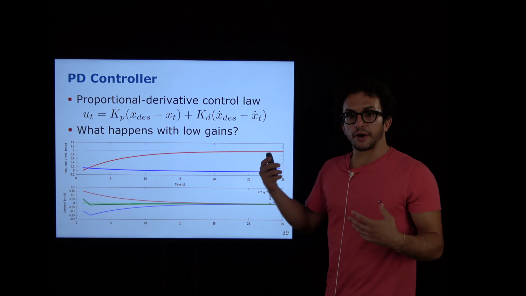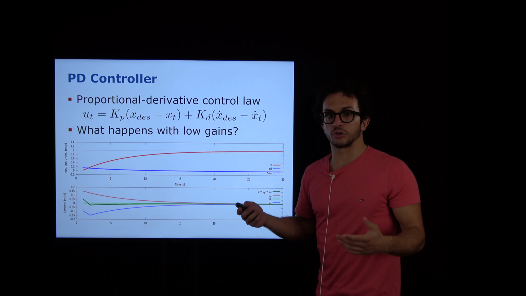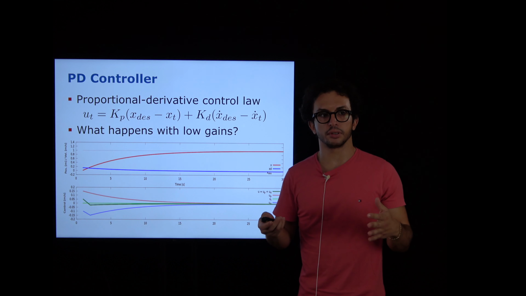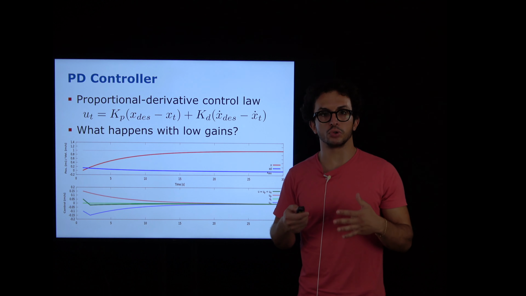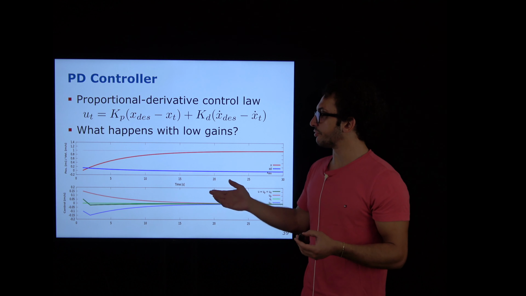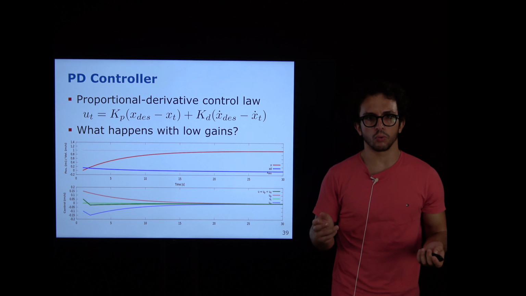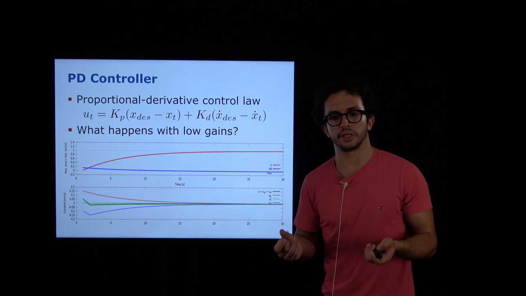So far, we have not used the integral part. The integral part, we said, has the big advantage that it makes the steady state error go to 0. So far, the steady state error goes to 0. And so what is the problem? Why would we use the integral error?